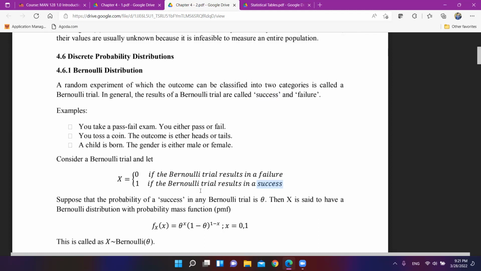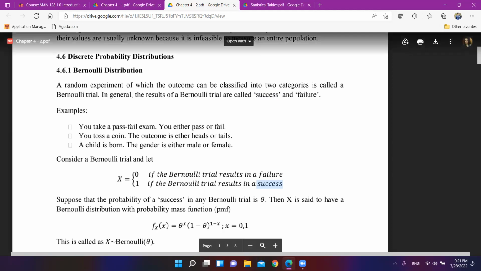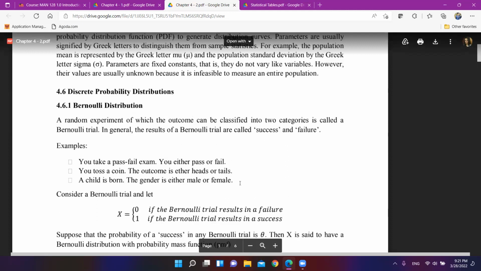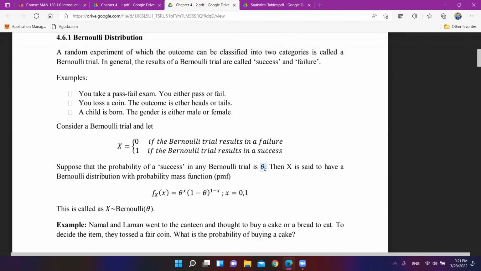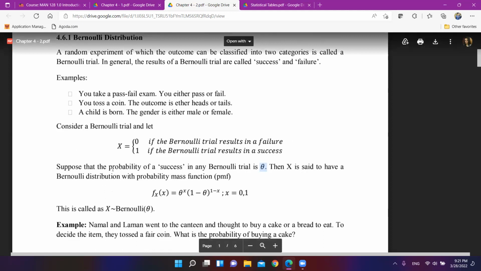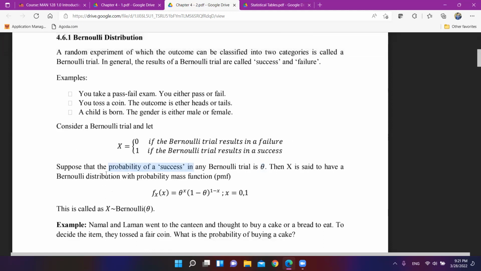No problem. Suppose that the probability of success in a Bernoulli trial is theta. So theta is a Greek letter, right? It is a parameter. We talked about parameters before. Theta is the parameter here, right? What is that? Probability of a success. Then x is said to have a Bernoulli distribution with this probability mass function.